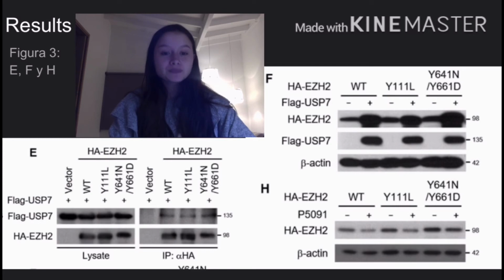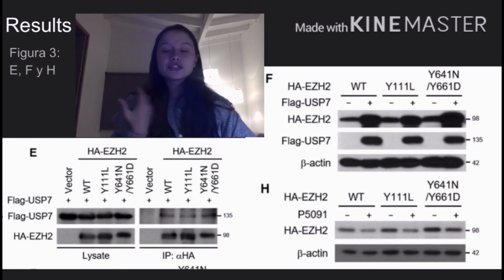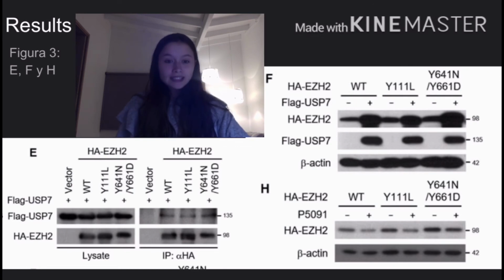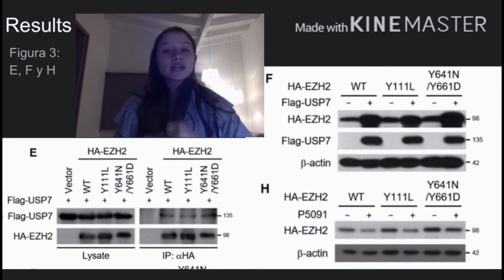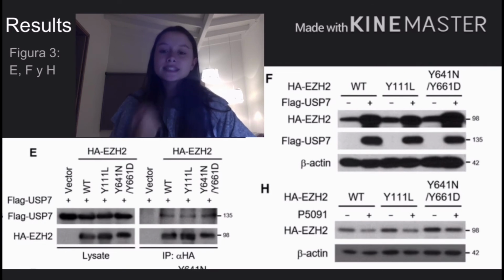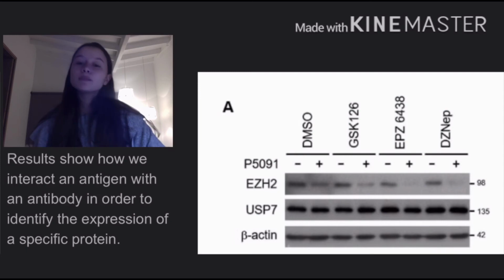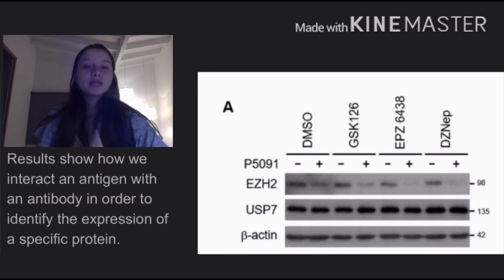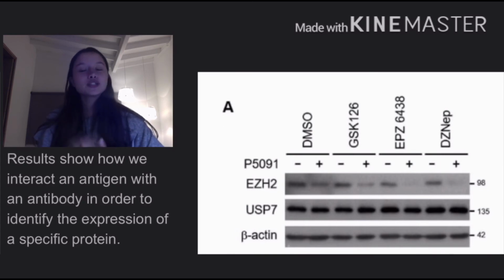Now in graph H, they use beta-actin, which is a test control, and it is a protein present in all cells. As with the GOF EZH2 mutants, the protein levels of the therapy-resistant EZH2 mutants were increased by USP7 overexpression, whereas USP7 knockdown and P5091 treatment destabilized the therapy-resistant EZH2 mutants. Now in graph A, we see the negatives and positives of each element being labeled. There are no big differences or alarming results. Thus, USP7 is implicated in the stabilization of wild-type and oncogenic EZH2 mutant proteins. These results suggest that USP7-specific inhibitors could be promising therapeutic agents for the treatment of EZH2-dependent malignancies.